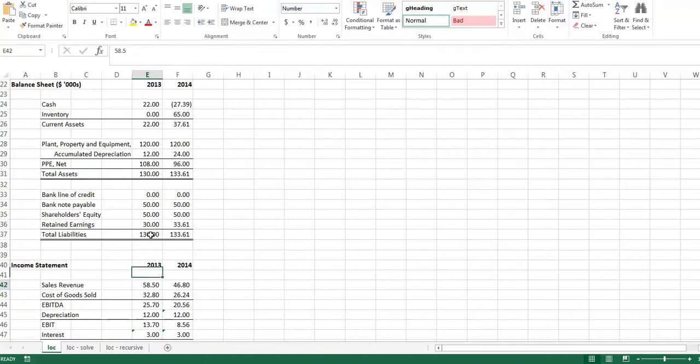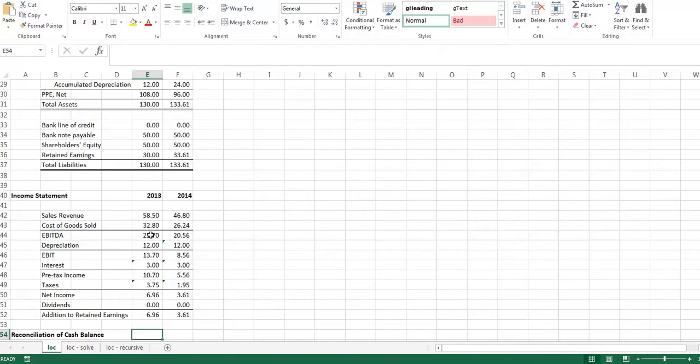I had various amounts on my income statement, and I ended up having 6.96, let's say, million in retained earnings that were added to. There were no dividends. More importantly, let's look at 2014.